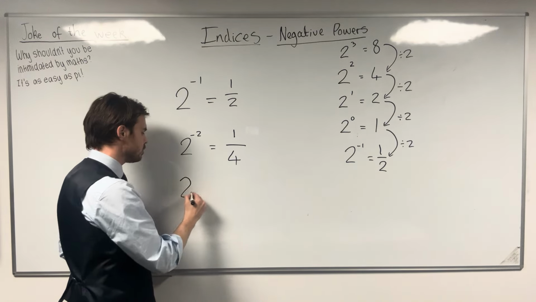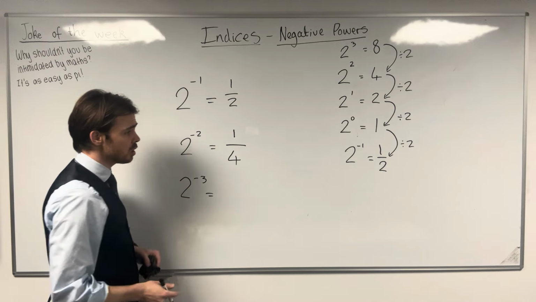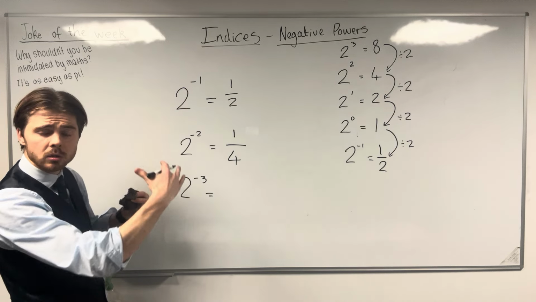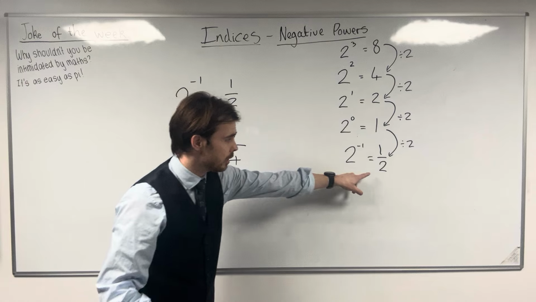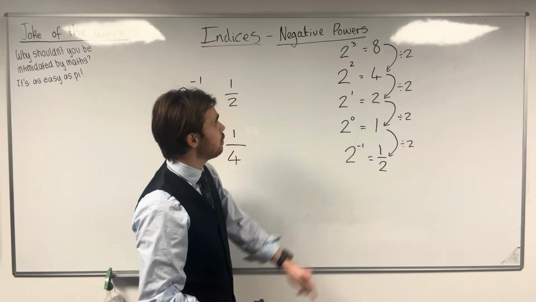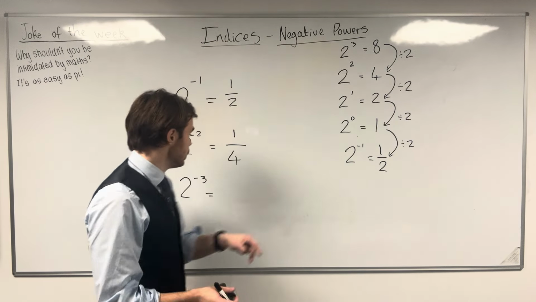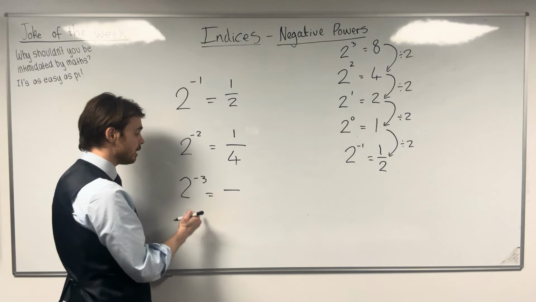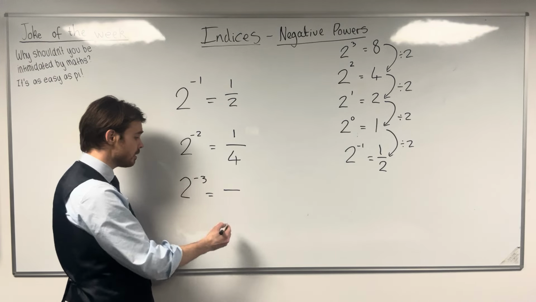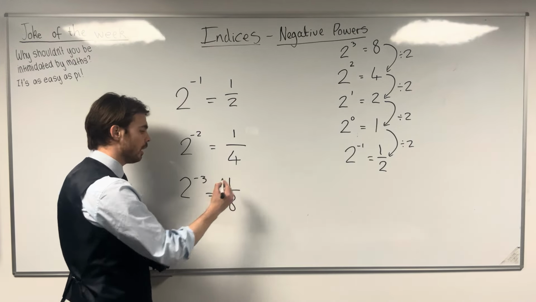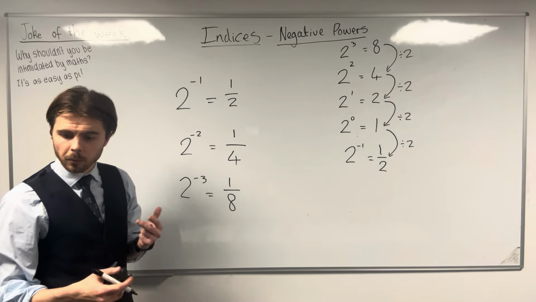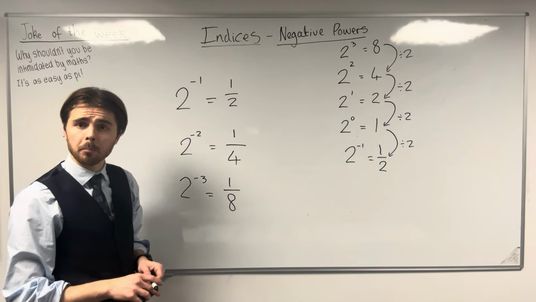Final one, before we do some questions, is 2 to the power of negative 3. Again, it's going to be following that pattern. I'm dividing by 2, dividing by 2. Okay, we know 2 to the power of 3 is 8. So we know 8 is going to be involved. We know it's going to be a fraction because of that negative. And so we plot 1/8. Okay, right, we're going to see if we can do some questions now based on this.